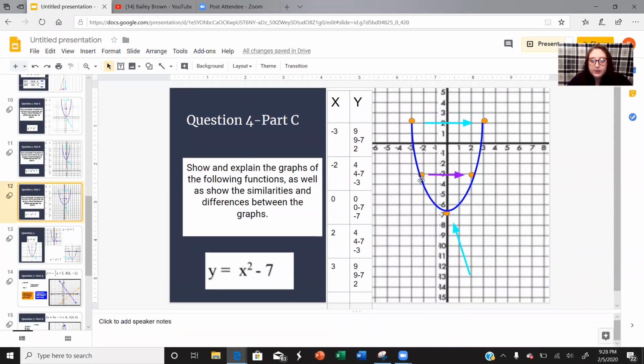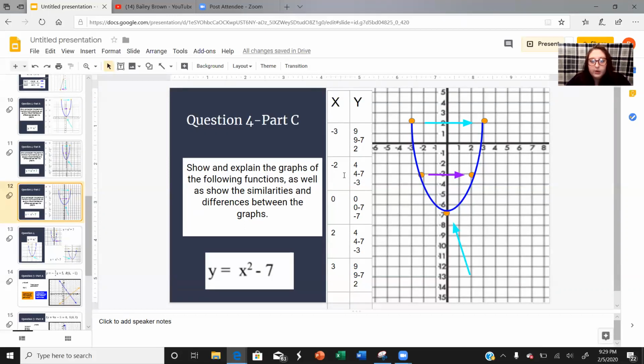Okay. So in this one, we're going to do this very similarly. We're going to do the same points again, but instead of adding 7 each time, we're going to subtract 7. So our x point is going to be -3, and our y point is going to be 2, because -3 squared was 9, and 9 minus 7 is 2. So our first point is going to be over 3 to the left and up 2.